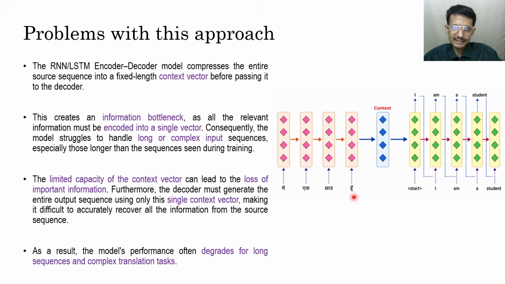This is only a 4-word sentence. But if there is a 10, 15, 20 word sentence, then it is tough to get a very compressed or abstract representation which essentially contains all the relevant information. And that creates the information bottleneck. Consequently, the model struggles to handle long or complex input sequences, especially those longer than the sequences seen during the training.